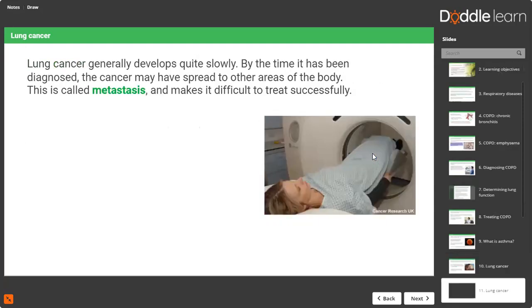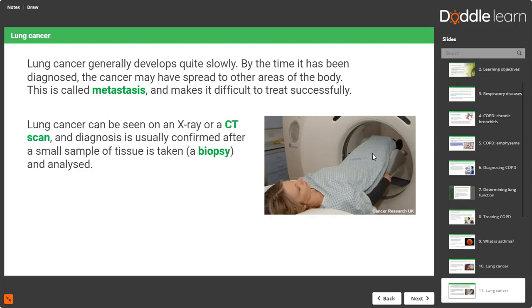Completely different there. So lung cancer generally develops very slowly, and by the time it's been diagnosed, the cancer may have spread to other areas of the body. When cancer spreads to other areas of the body, we call this a metastasis, and it makes it very difficult to treat successfully because we're trying to aim our treatment at lots of parts of the body, and it can also then cause other damage to lots of parts of the body as well.